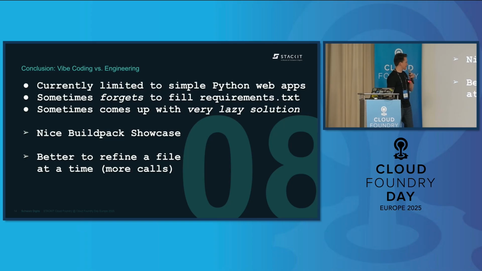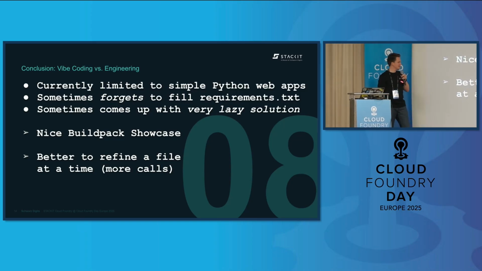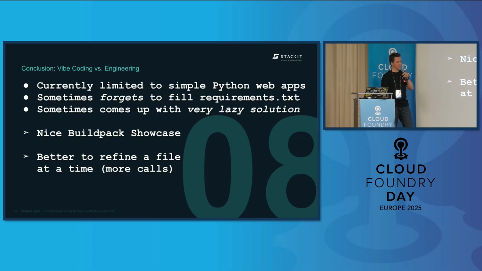And maybe it's better for the future to refine one file at a time, have more calls and work iteratively on it, and maybe push to GitHub first and then push to Cloud Foundry. So there is room for improvement. But I'm very happy to see that Ruben also has a talk touching a similar area, and I think he thought it through a bit more. So I'm looking forward to that talk.